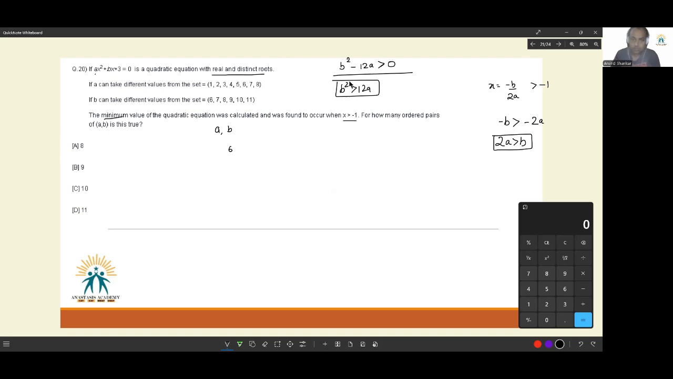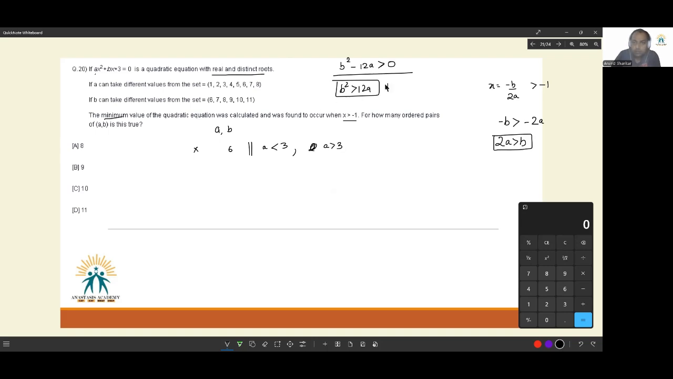6. 6 square is greater than 12A. It would mean this gives us condition 36 is greater than 12A. So A is less than 3. First condition. And second one, 2A is greater than 6. So A is greater than 3. There is, of course, no number in this range. So we cannot find any possibility here. There will be no case here.